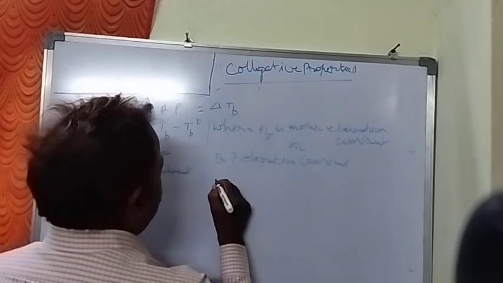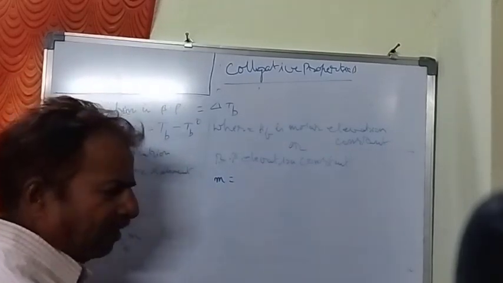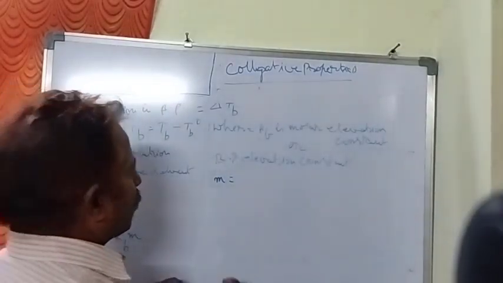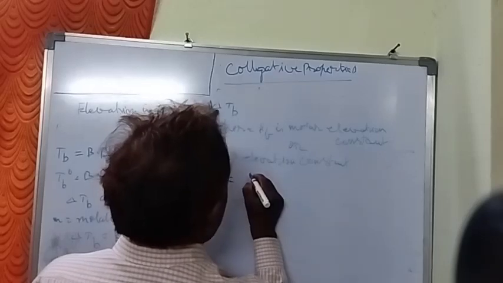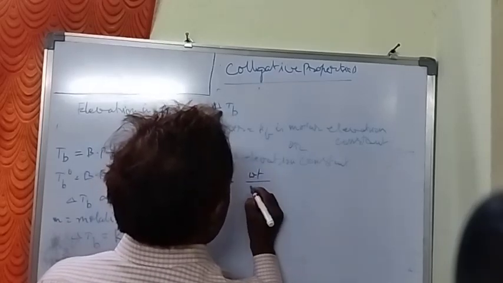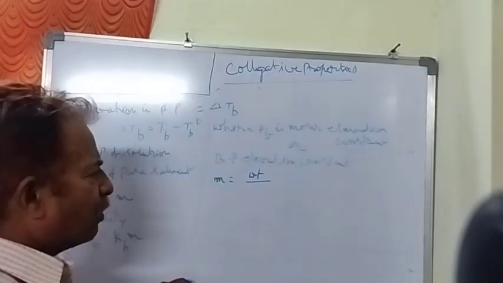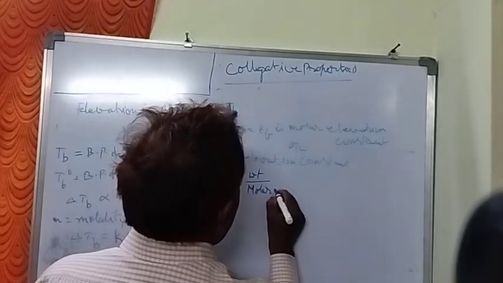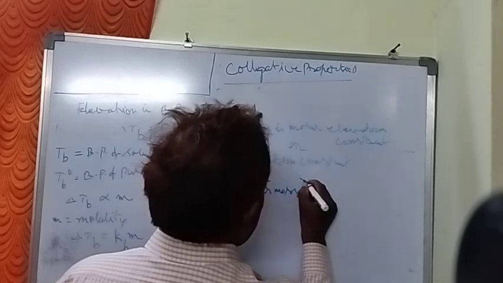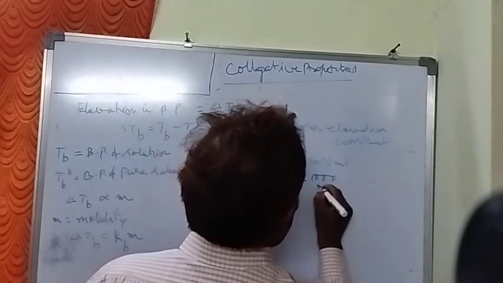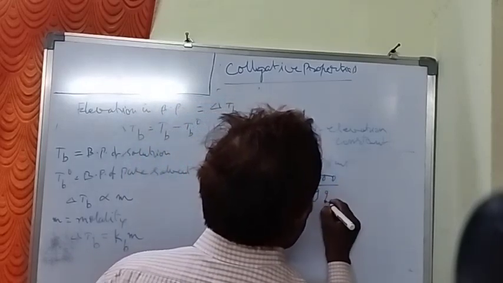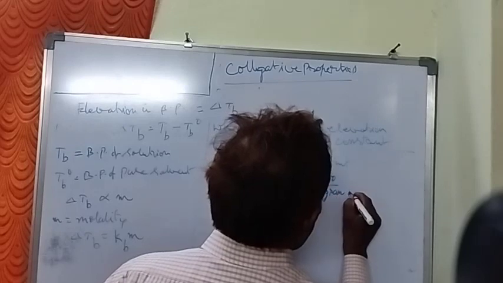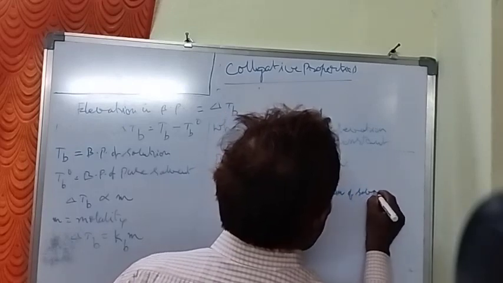Now M is equal to molarity. How do we write the molarity formula? Weight of the substance, that is the solute, divided by molar mass, into 1000 by g, grams of solvent.